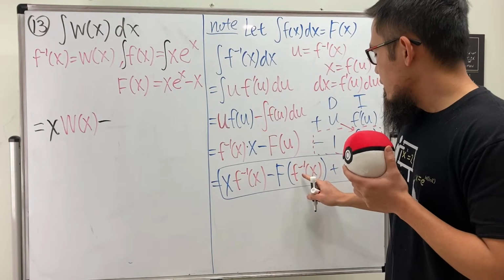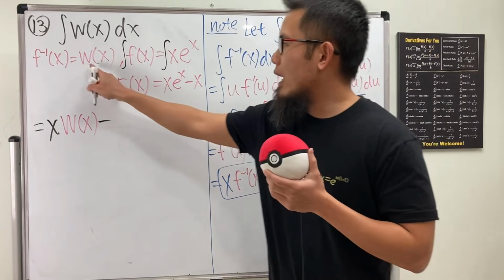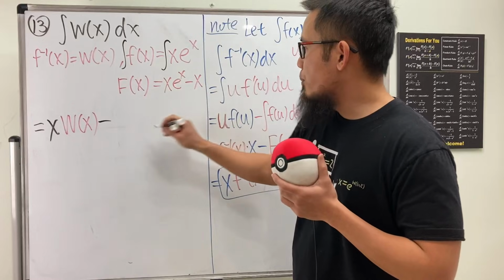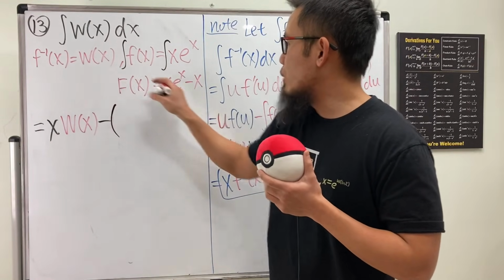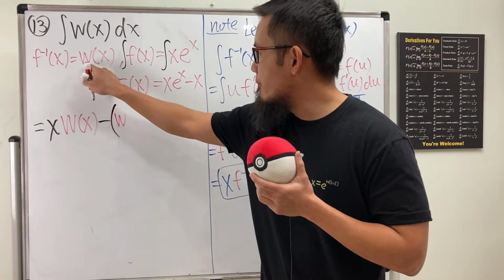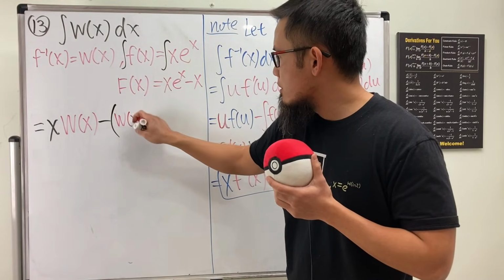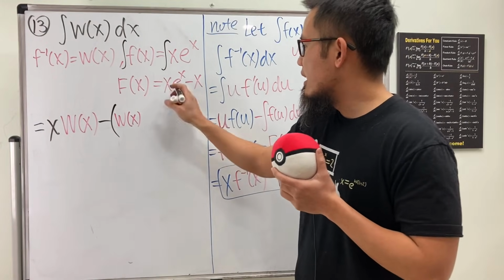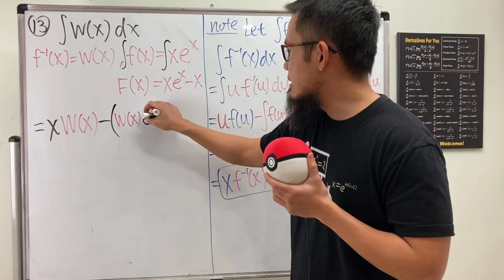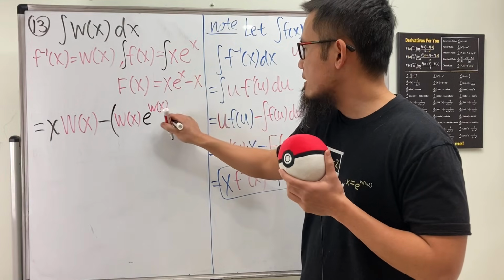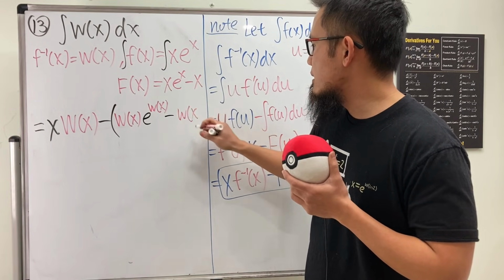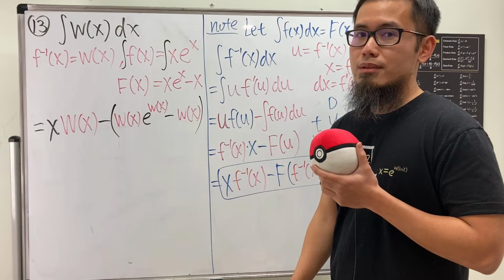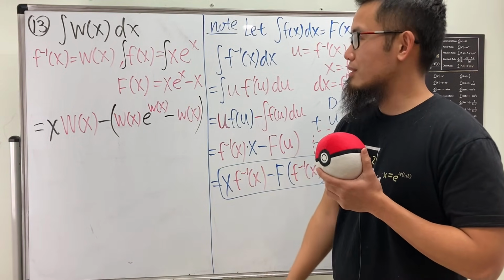We have to put the inverse into the big F. So we will have to put this into all the x right here, right? It has two parts, so let me open the parentheses. So first we will have to enter W of x right here. And don't just write W, you should technically write W of x. Yeah, and then e to the W of x, and then minus W of x. That's pretty much it.